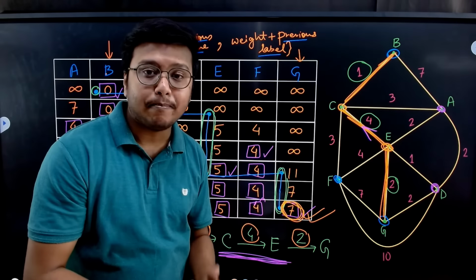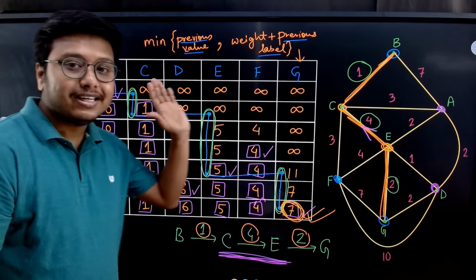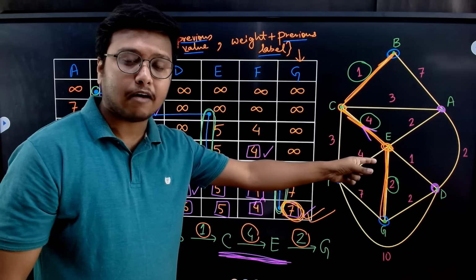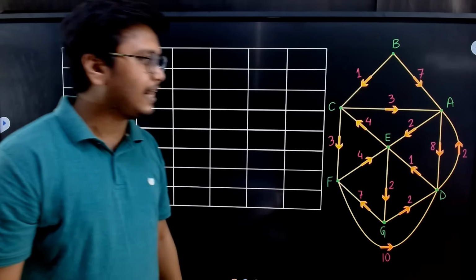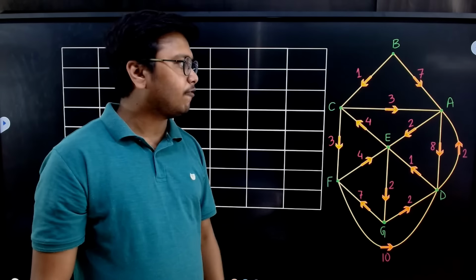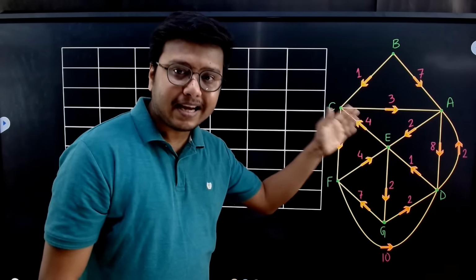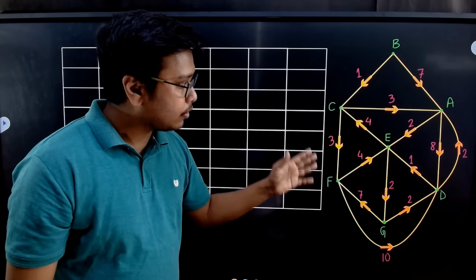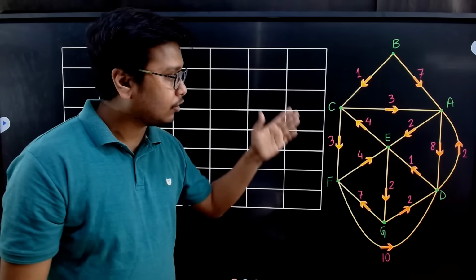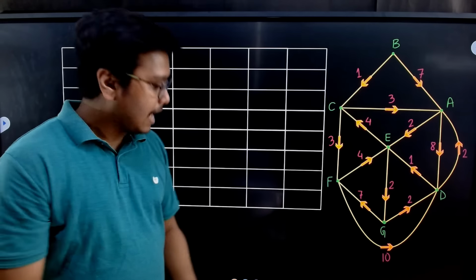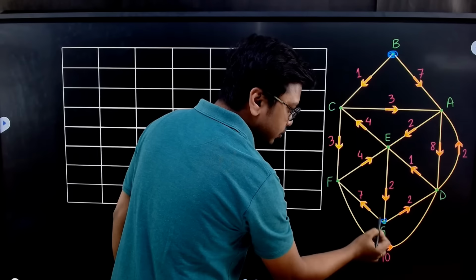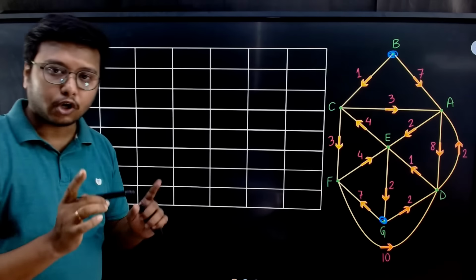Then what will be the mechanism to use Dijkstra's algorithm? For that, let's use the same graph, just let's put some directions to it. As you can see, I have put some directions in that very same graph, and we are going to follow Dijkstra's algorithm to find the shortest path of this directed graph. And the question remains same. We are traveling from B to G and we want to find the shortest path.